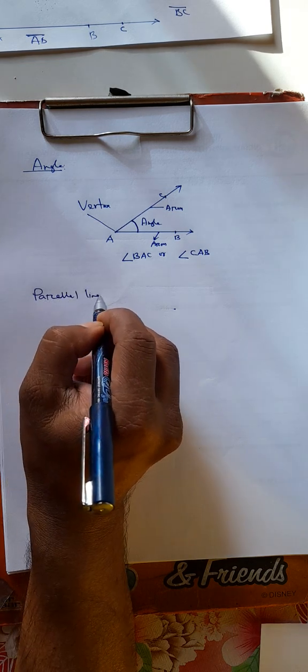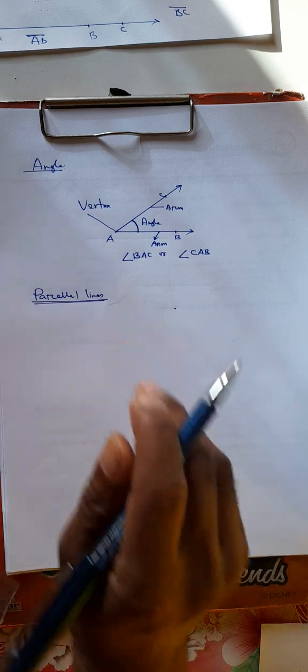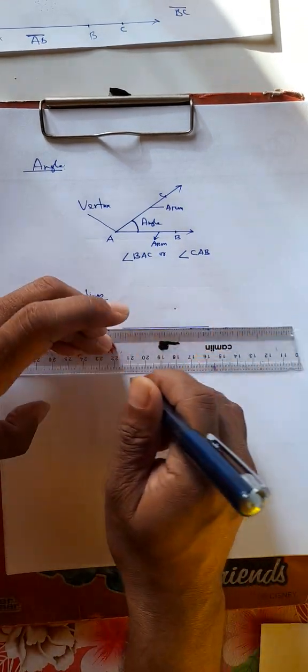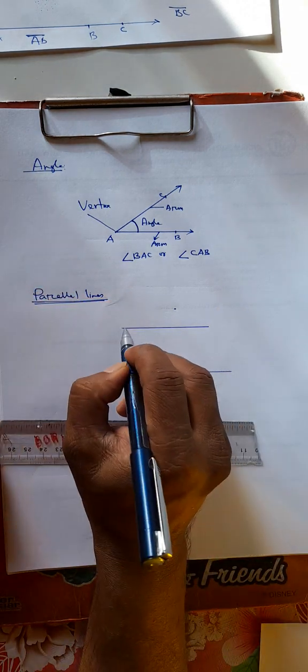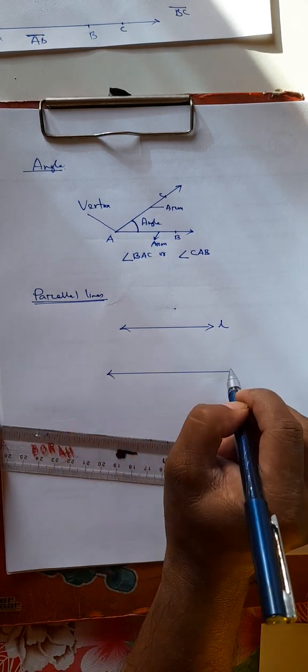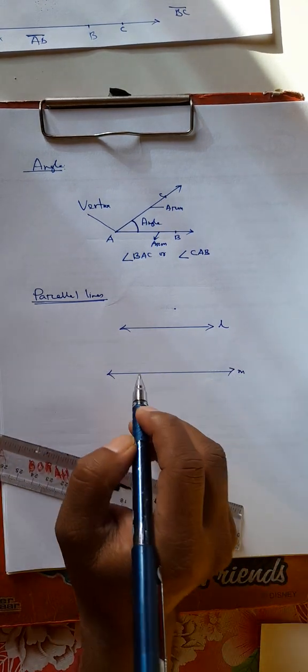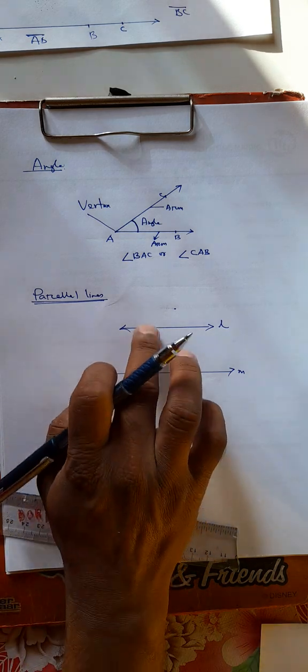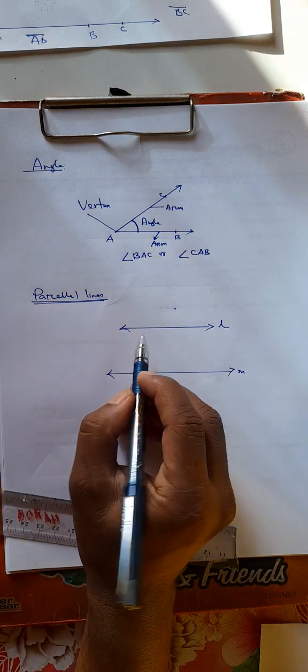Parallel lines. Now let us imagine these two lines. We name this one L, suppose, and this line M. Now you see, these two lines will never intersect each other. They are equidistant.